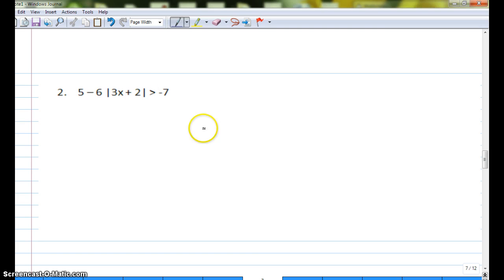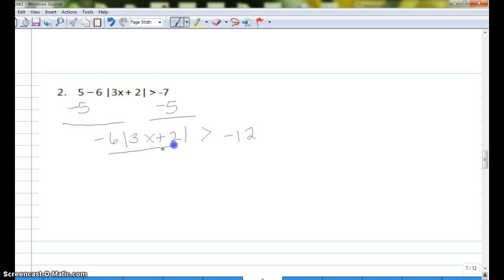Okay, now you'll notice for all of our rules we first had to get our absolute value on a side by itself. So that's going to be our first step here, is to get the absolute value by itself. So we're going to subtract 5 from both sides. So we'll have negative 6 absolute value of 3x plus 2 is greater than negative 12.